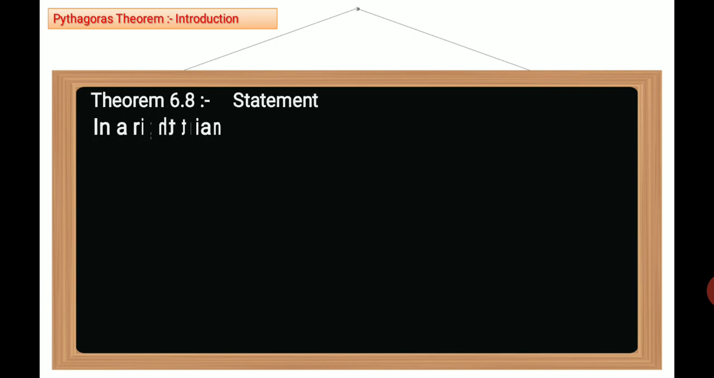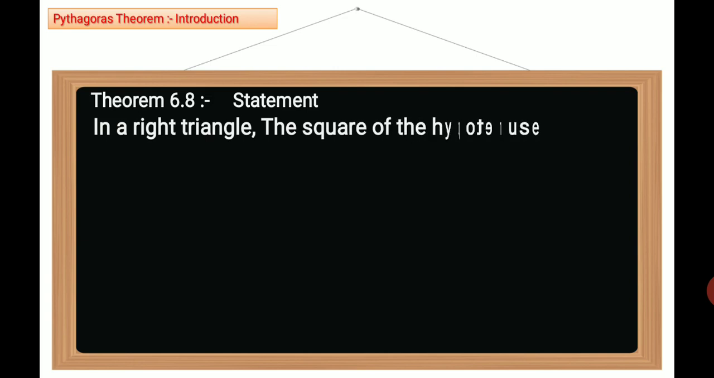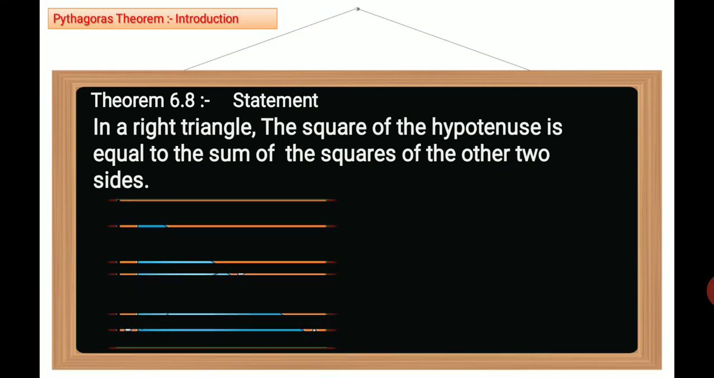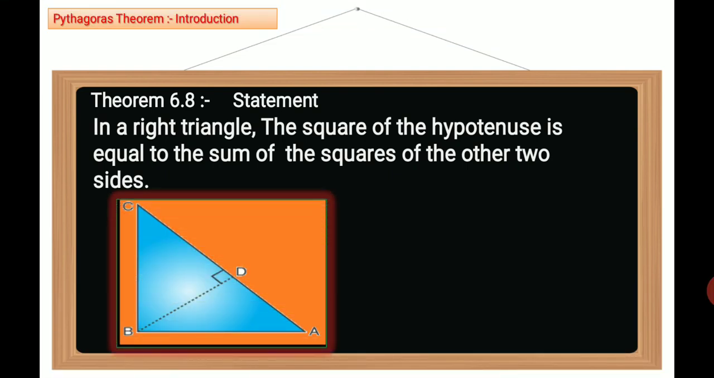Now what is the Pythagoras theorem? Here is the statement. In a right angle triangle, the square of the hypotenuse is equal to the sum of the squares of the other two sides. That means, in a right angle triangle, angle B is equal to 90. So the hypotenuse is AC and the adjacent sides are BC and AB. So AC square is equal to AB square plus BC square.